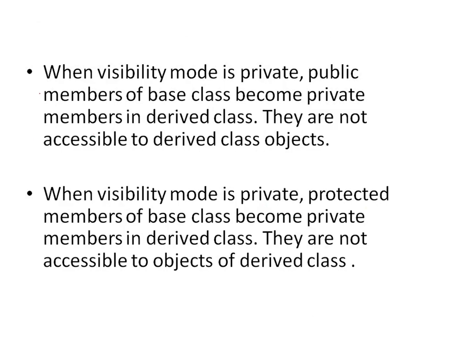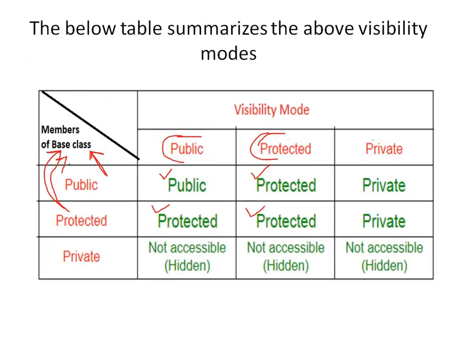Now let us see next point. When visibility mode is private, the public members of the base class become private members in derived class. They are not accessible to derived class objects. Now look here, when the visibility mode is private, the public members of the base class become private members in the derived class.